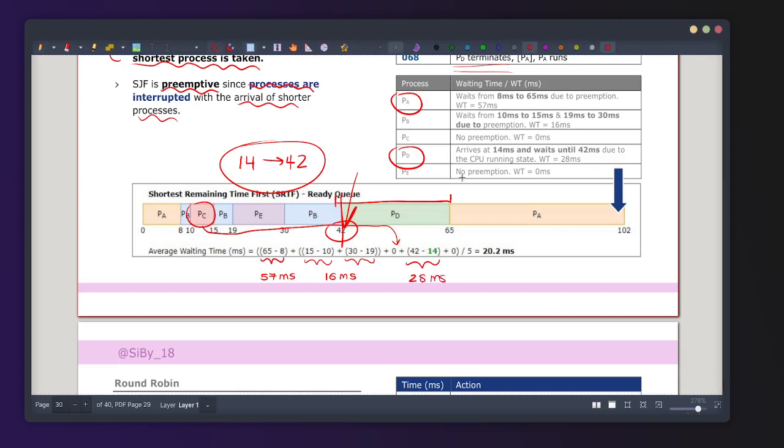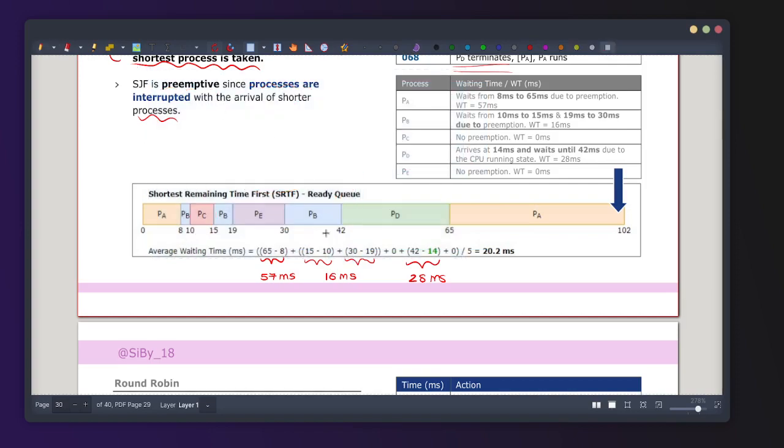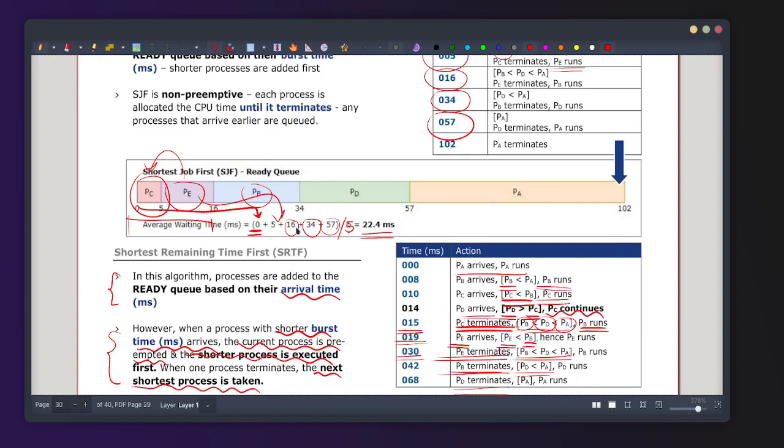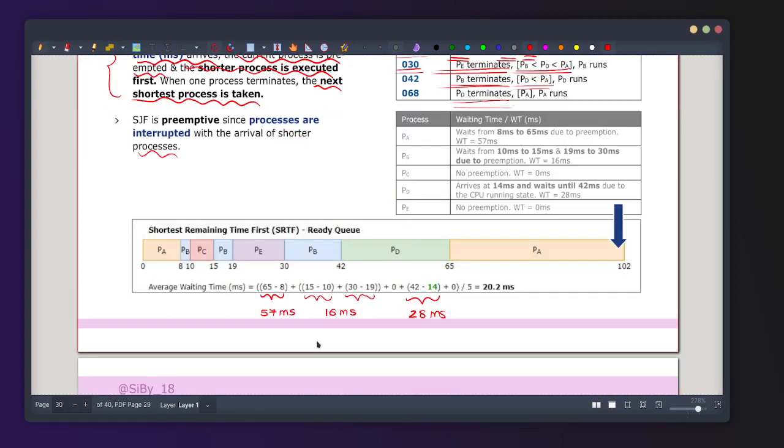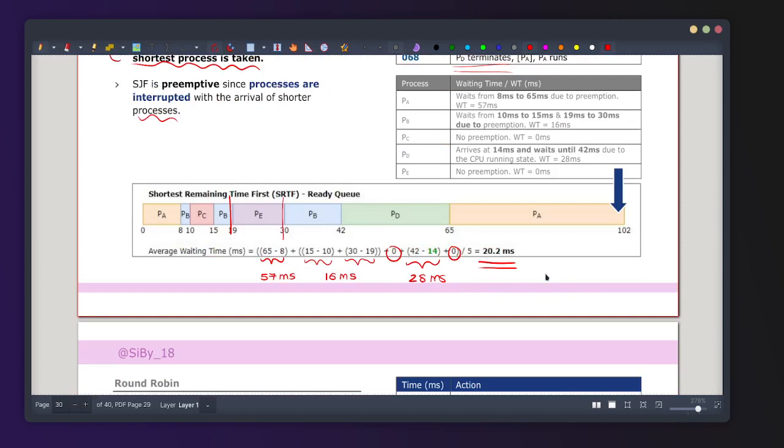Then process E was another lucky guy. Process E basically arrived at 19, got in at 19, and finished at 30. So it wasn't waiting any time. So process C and process E were very lucky. But overall, if you add these up and divide by 5, you'll get 20.2 milliseconds. So this is the most complicated algorithm. But you'll understand that this algorithm actually has the shortest average waiting time out of the remaining algorithms, right?